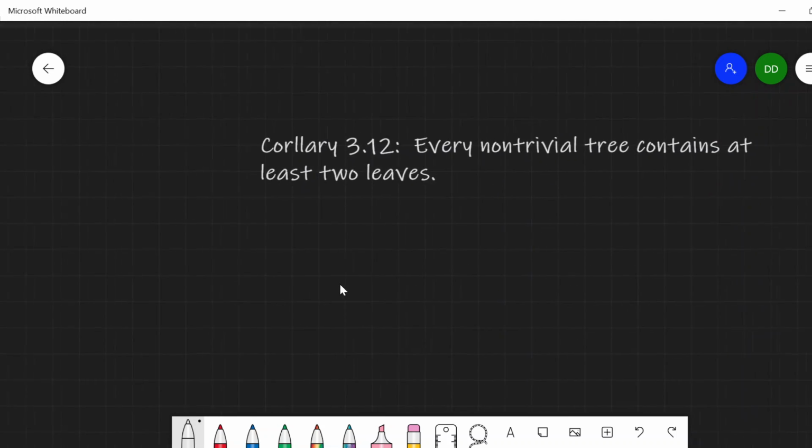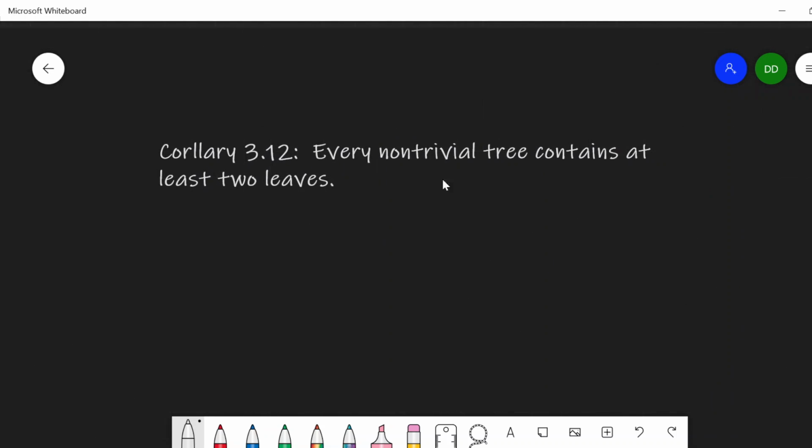Now, a corollary of this is that every non-trivial tree has to contain at least two leaves. We're going to use this corollary. This should kind of remind you about non-separable graphs, or sorry, rather connected graphs, which all contain at least two vertices that are not cut vertices. It has that sort of similar flavor, but in the case of trees, every tree contains at least two leaves.